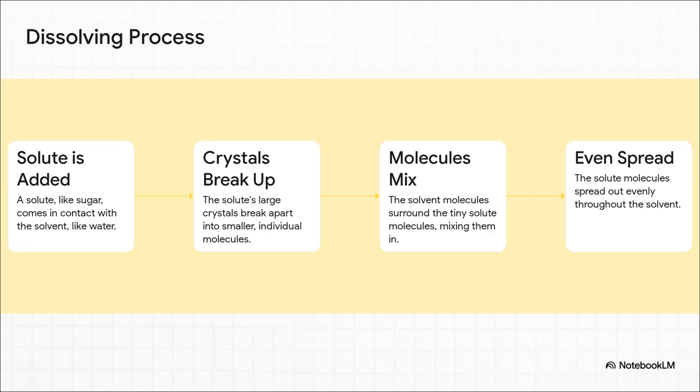First, you drop your solute, let's say a sugar cube, into the solvent, which is our water. Right away, that big sugar crystal starts breaking apart into tiny little pieces called molecules. They're way too small for our eyes to see. Then, the water molecules grab onto these sugar molecules and pull them away, spreading them all around until they're mixed in perfectly evenly. That's dissolving.